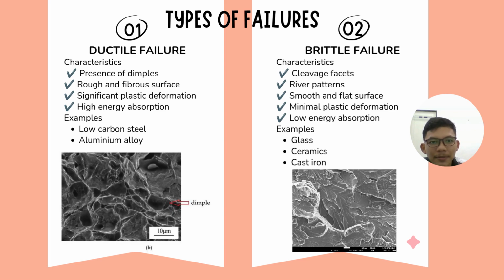There are two types of failures, ductile failure and brittle failure. Ductile failure. Characteristics: presence of dimples, rough and fibrous surface, significant plastic deformation, high energy absorption. Examples we have are low carbon steel and aluminum alloy. Brittle failure. Characteristics: cleavage facets, river patterns, smooth and flat surface, minimal plastic deformation, and low energy absorption. Examples we have are glass, ceramics, and cast iron.